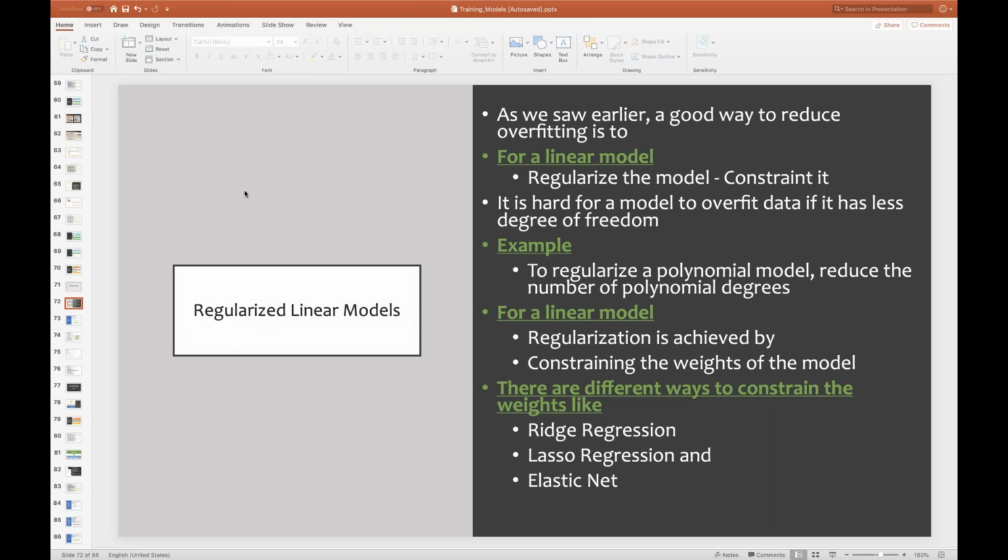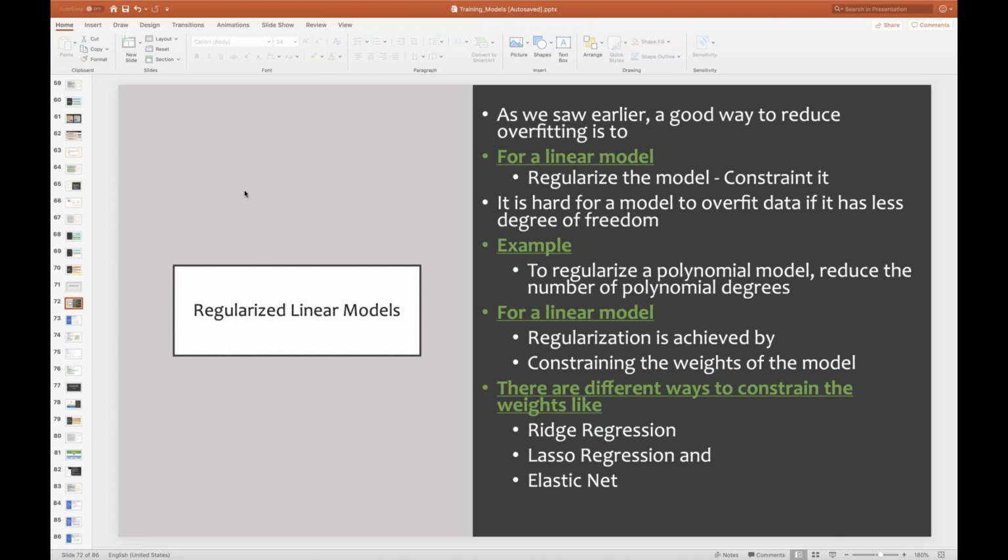In a linear model, regularization is achieved by constraining the weights of the model. When I say constraining the weights of the model, you are adding a penalty term to the cost function that can bring down your complexity a bit. Now, there are different ways to constrain the weights. That is nothing but ridge regression, lasso regression, and elastic net. This is what we are going to discuss.